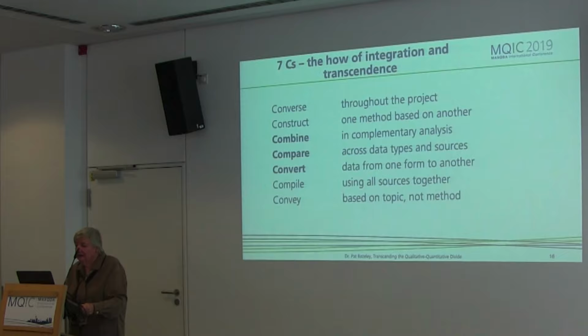Compare across data types and sources. Again, computers are incredibly helpful here. There are two ways that you can do this. One is that you can set data side by side. Look at your statistical data, look at your text data, and look at them side by side and compare to see if they're saying the same thing or they contradict or whatever. You can also, using the computer, use your variable data to sort your qualitative data. So this is where crosstabs become very useful.